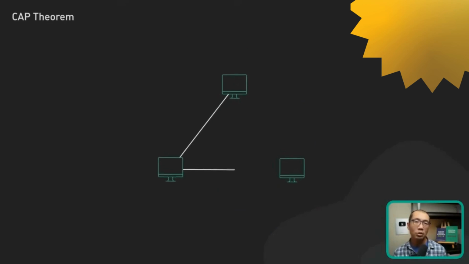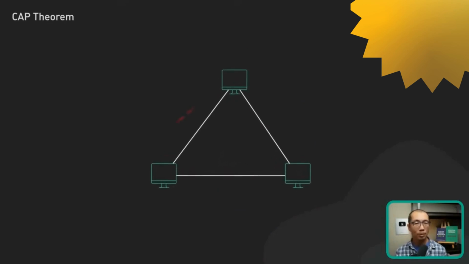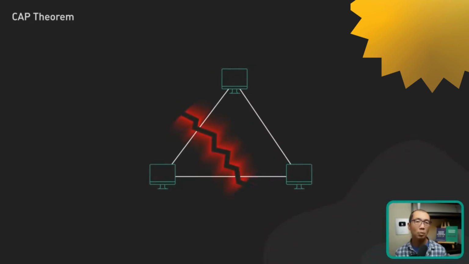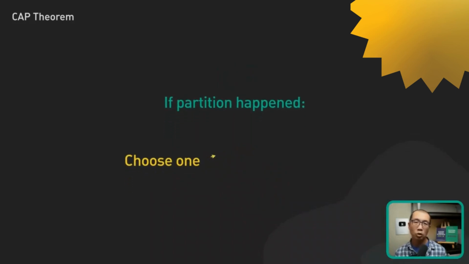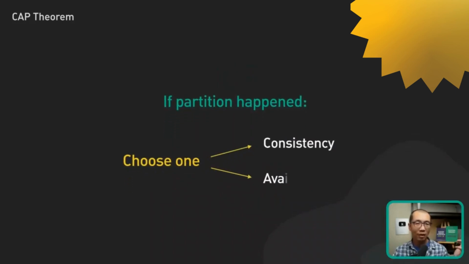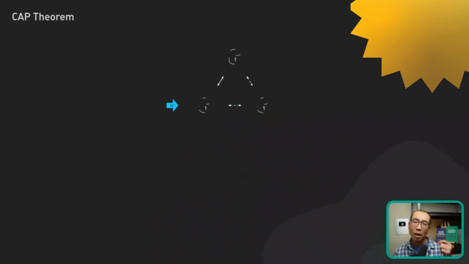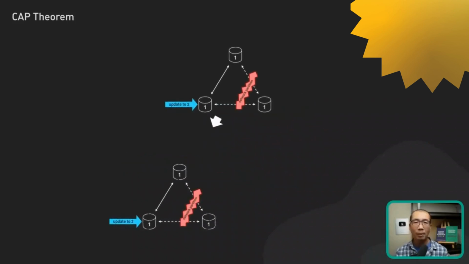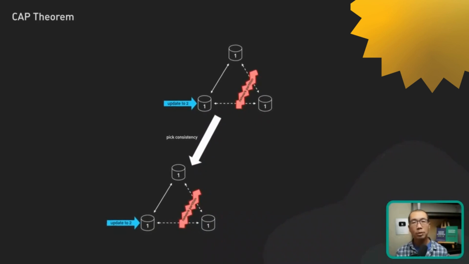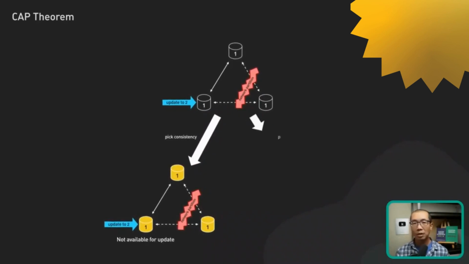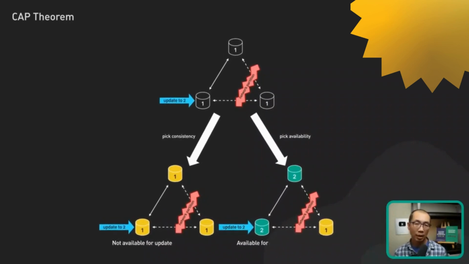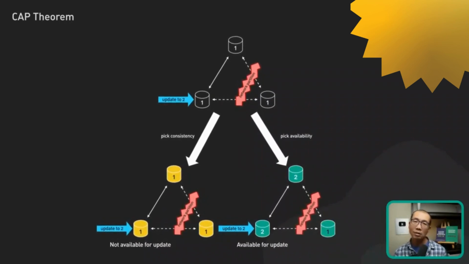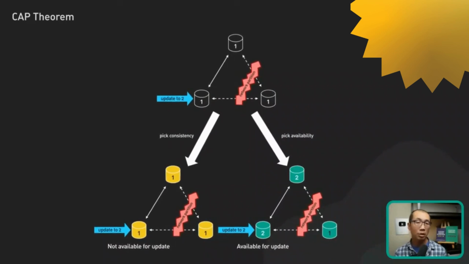A network partition happens when nodes in a distributed system are unable to communicate with each other due to network failures. When there is a network partition, a system must choose between consistency and availability. If the system prioritizes consistency, it may become unavailable until the partition is resolved. If the system prioritizes availability, it may allow updates to the data. This could result in data inconsistencies until the partition is resolved.